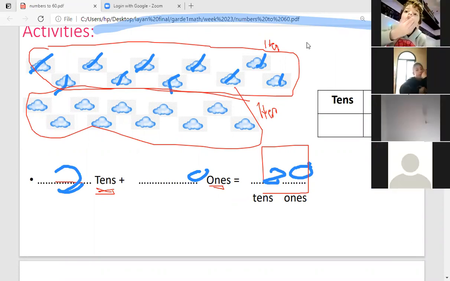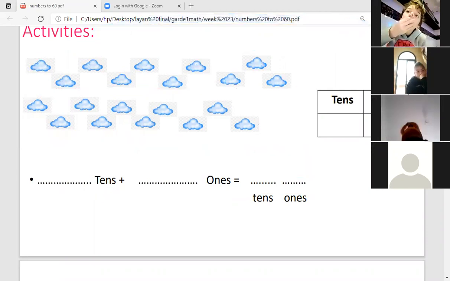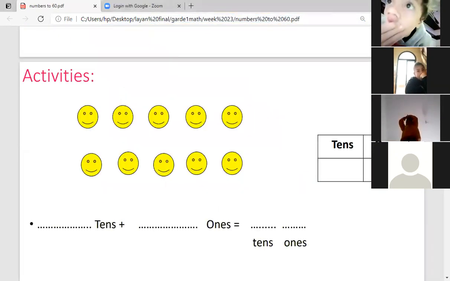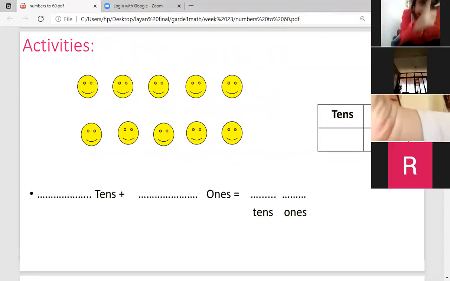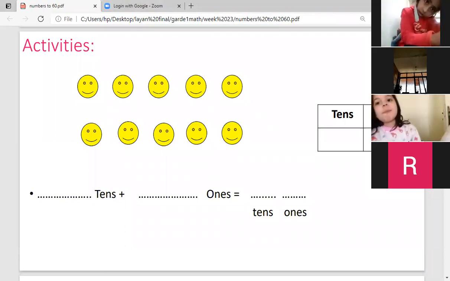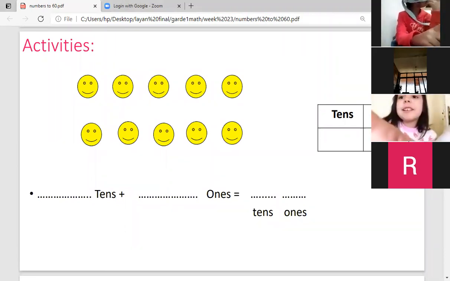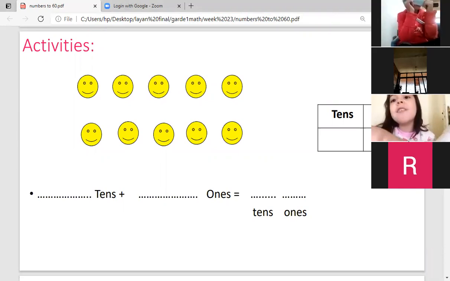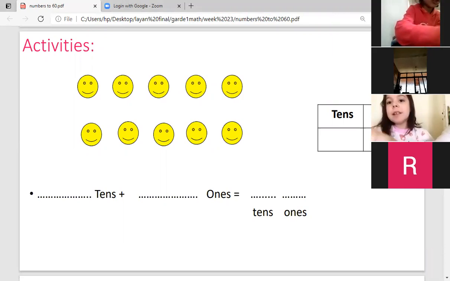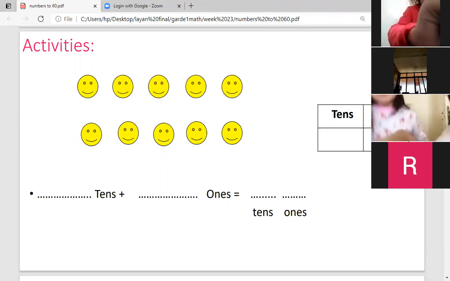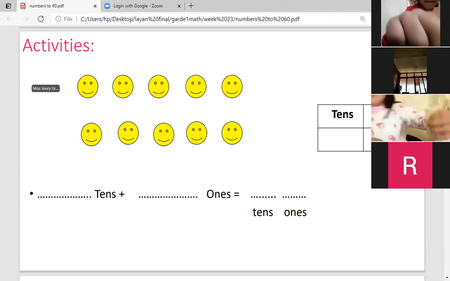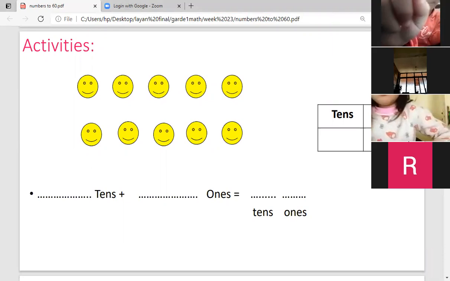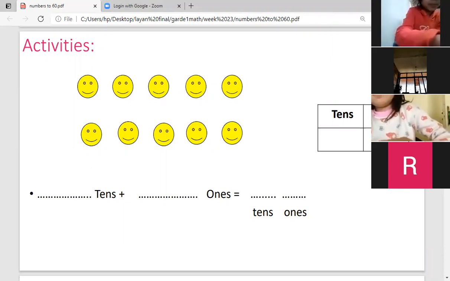Yeah, now Najia, then Muhammad Siraj, okay? Yalla, ya Najia, can you solve this one? Count a group of 10. One, two, three, four, five, six, seven, one, two, three, four, five, six, seven, eight, nine, ten. Okay. Excellent. Yeah, circle them.